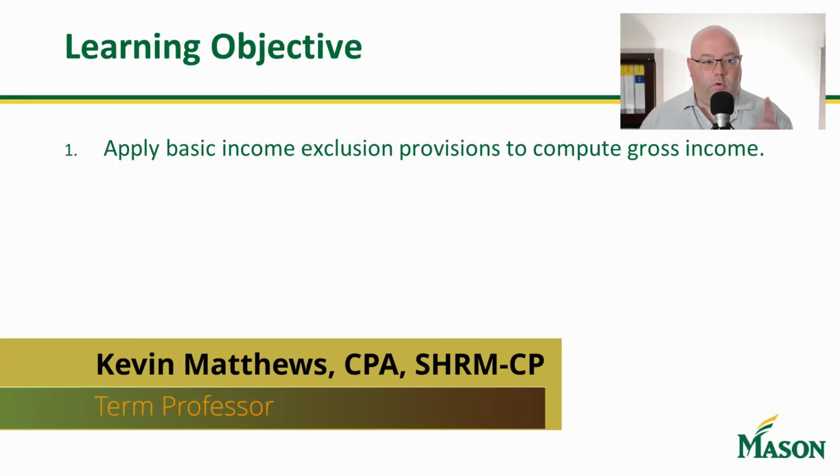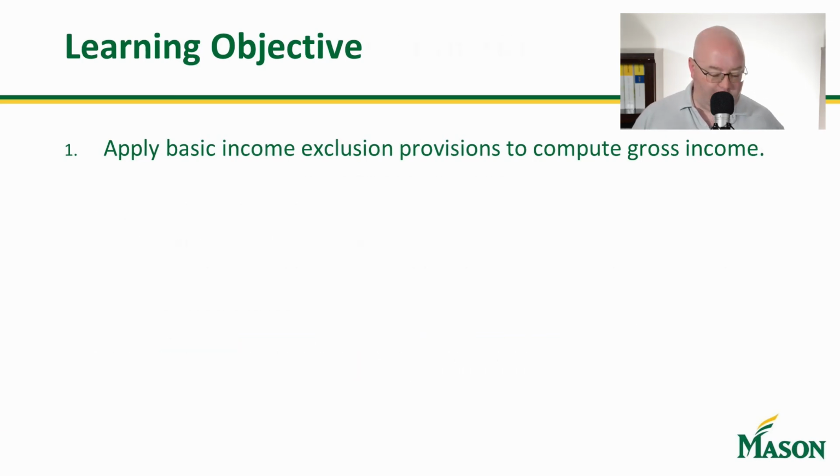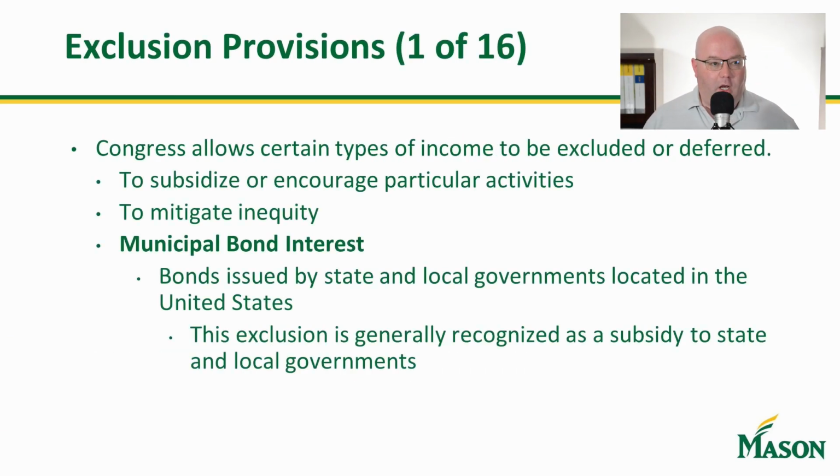So in today's video, we're going to apply the learning objective: apply basic income provisions to compute gross income. The exclusion provisions: Congress allows certain types of exclusions. And again, we're going to talk about this at the 30,000-foot level. It's basically to mitigate inequity. A very common one that we're going to see is municipal bond interest.